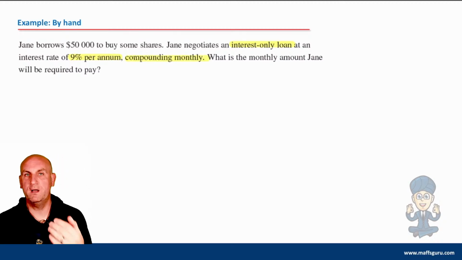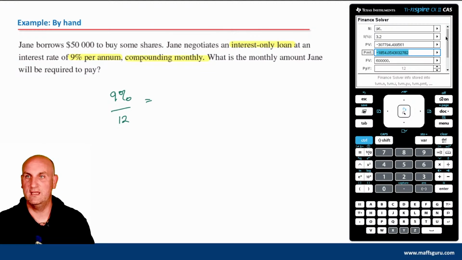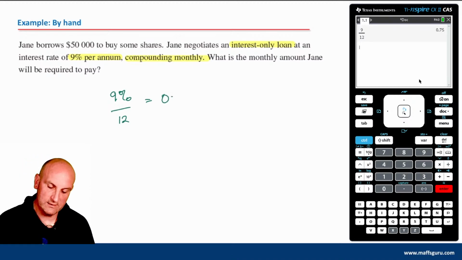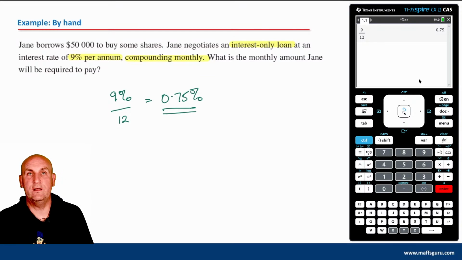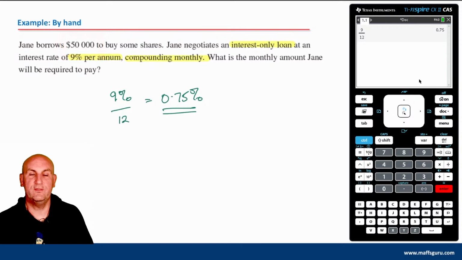Now again, my thinking is whenever I see 9% per annum divided by 12, I always work out my little bit of interest there. So I'm going to hit escape, do 9 divided by 12, hit enter, and what do we get? I get a monthly interest rate of 0.75%. The reason I work that out is because every single month she is only paying the interest, and so the interest is 0.75% of the $50,000.